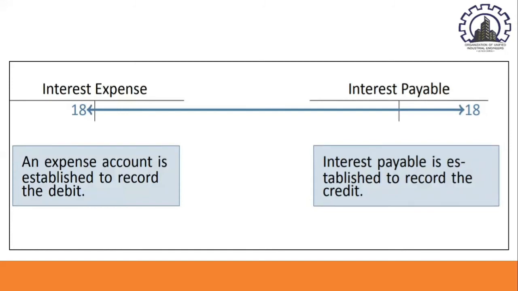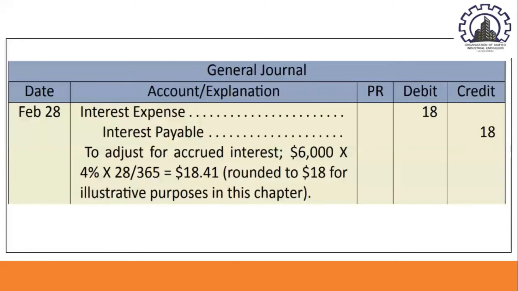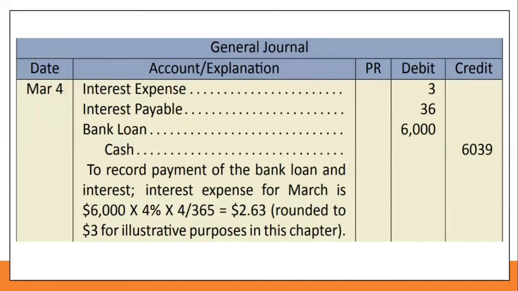Now on February 28, interest will again be accrued and recorded as this one. This is how our adjusting entry would look like on the 28th of February, when interest will again be accrued and recorded. Now, on March 4th, when the bank loan matures, Big Dog will pay the interest and principal and record the following entry as this one. Okay, so this is how our journal entry would look like.